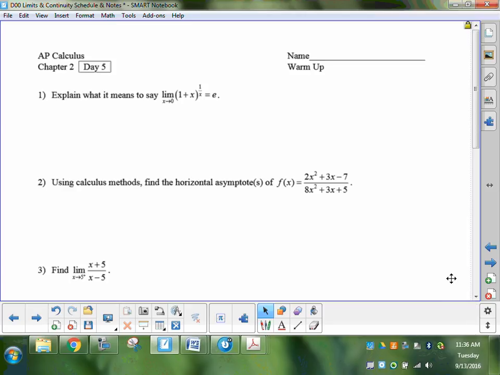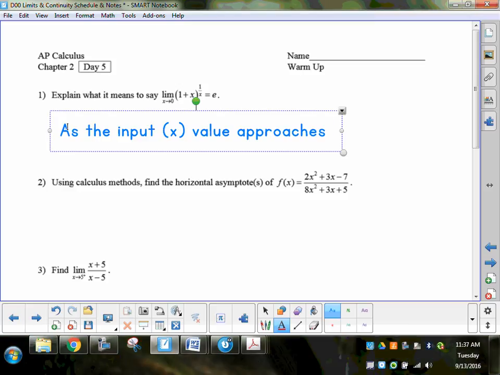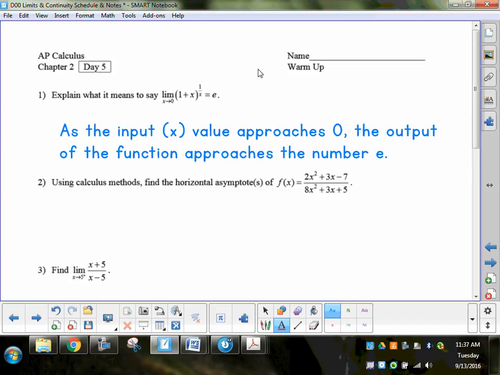Let's go through, and now, instead of typing the whole thing out, I'm going to say this. As the input, or x value, approaches 0, the output of the function approaches the number e. I think that's a pretty tight explanation. That's what it's telling you to do. Do we have questions on that?